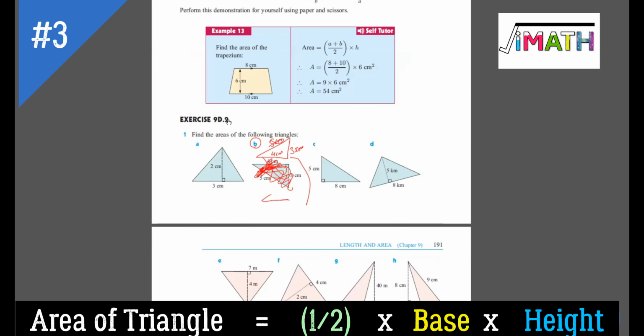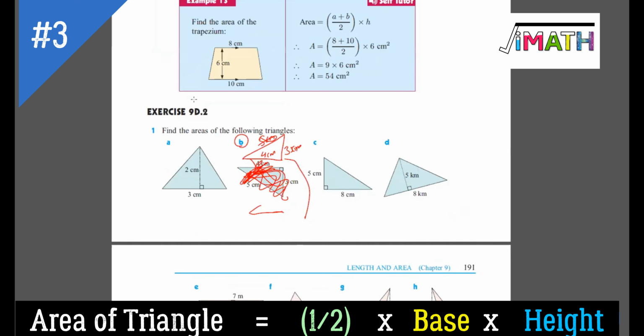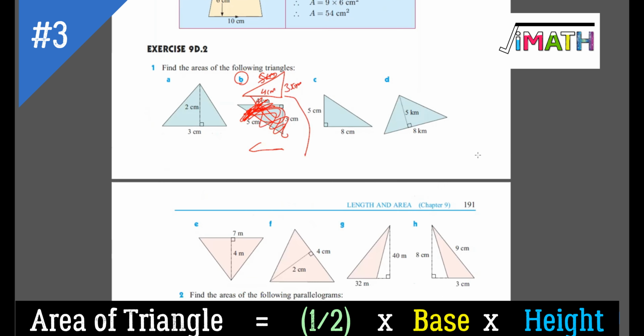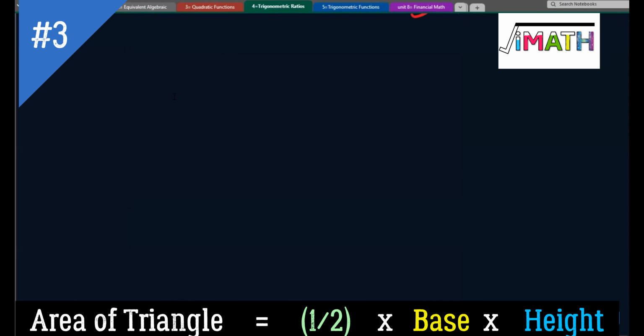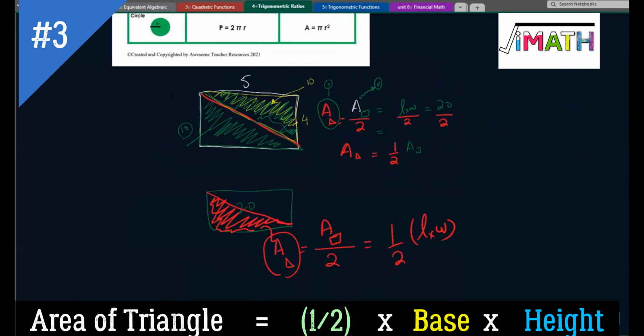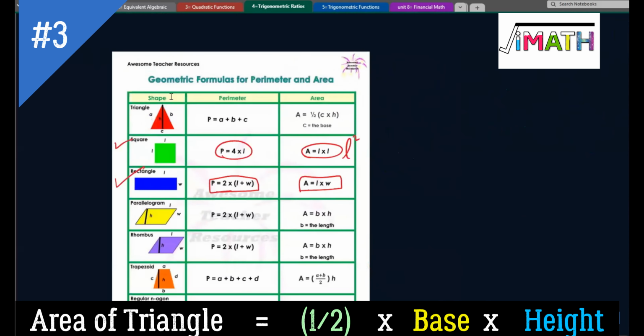So far we have gone through the areas, perimeters, rectangles, and squares. So let's see if you can find the perimeter of a triangle. So what do you think? Let's go to this worksheet here as well. What's going to be the perimeter of this triangle?